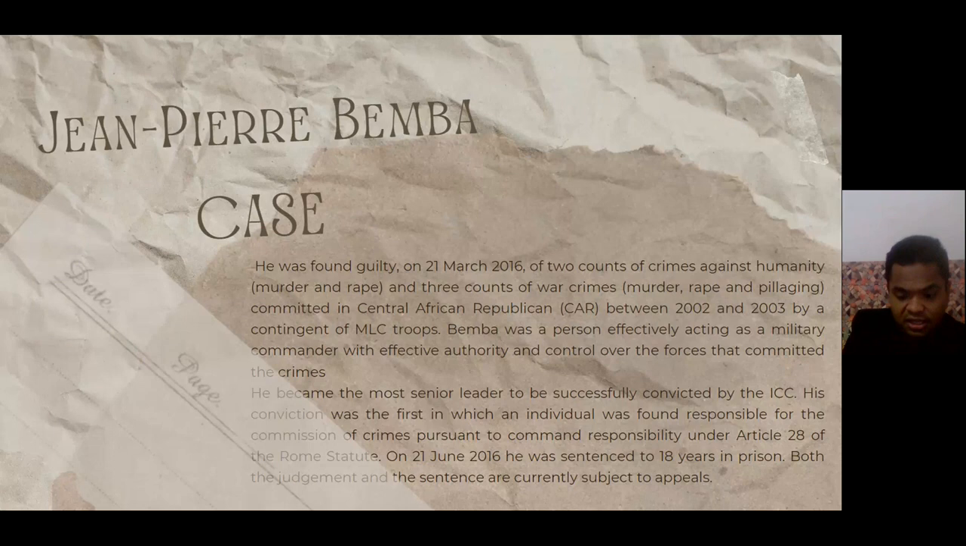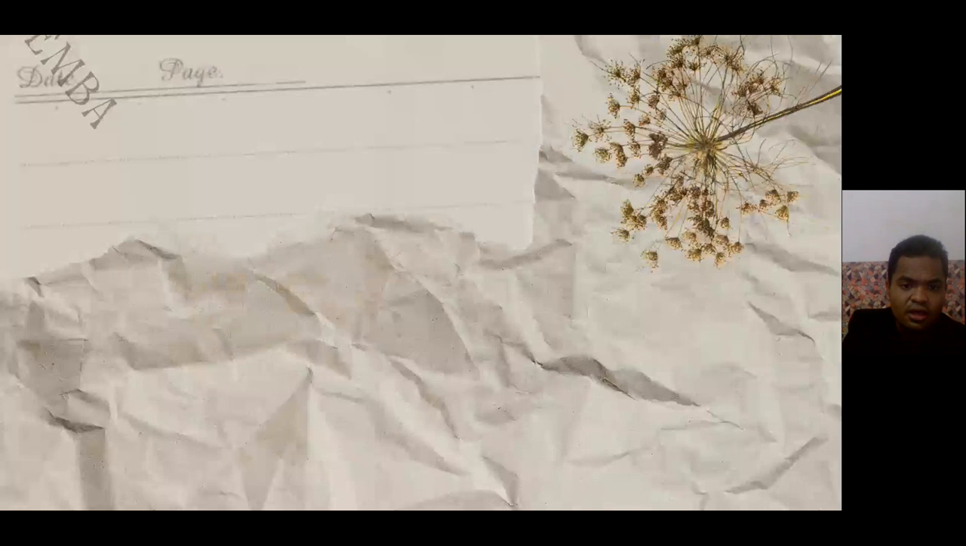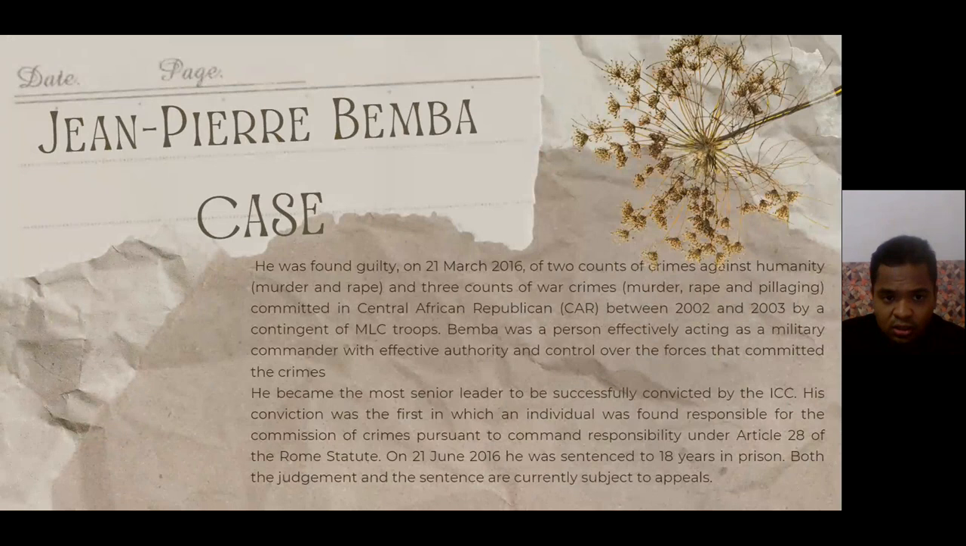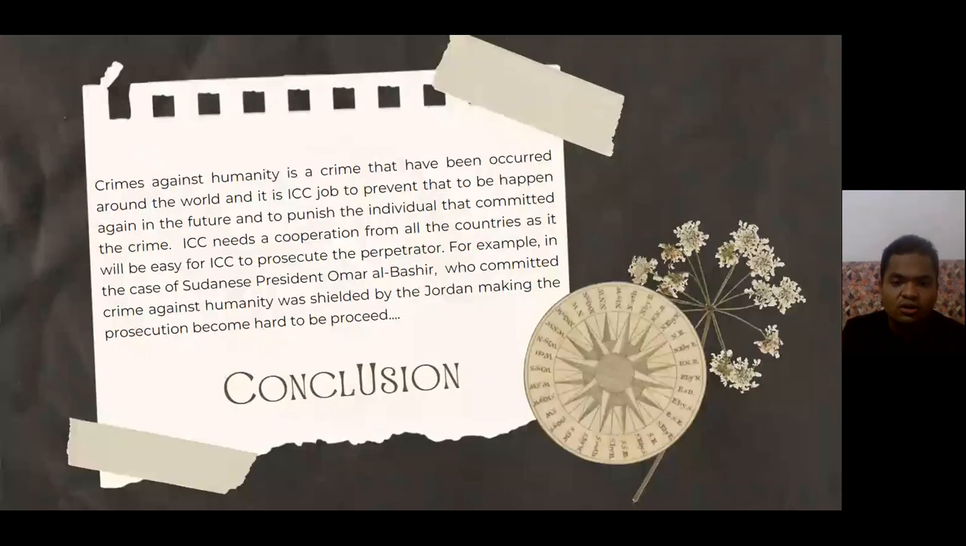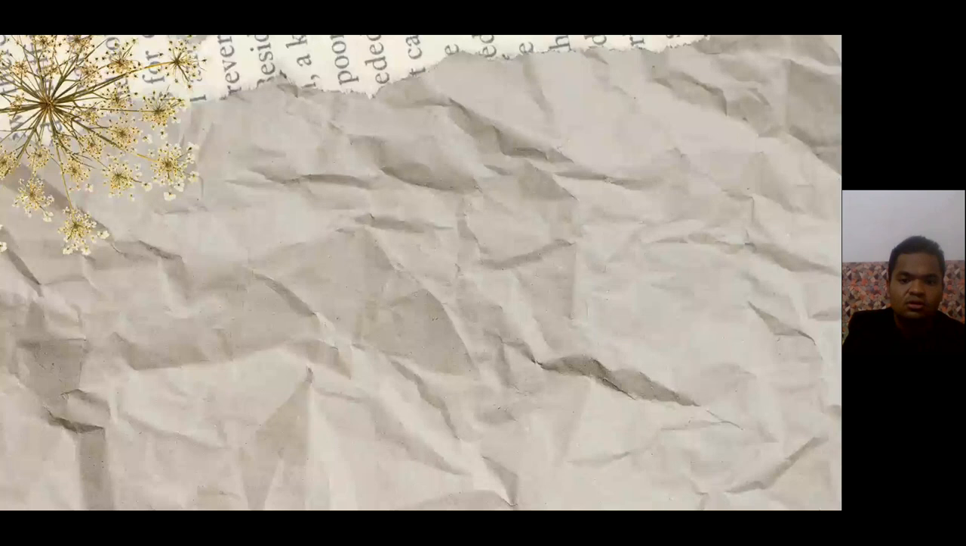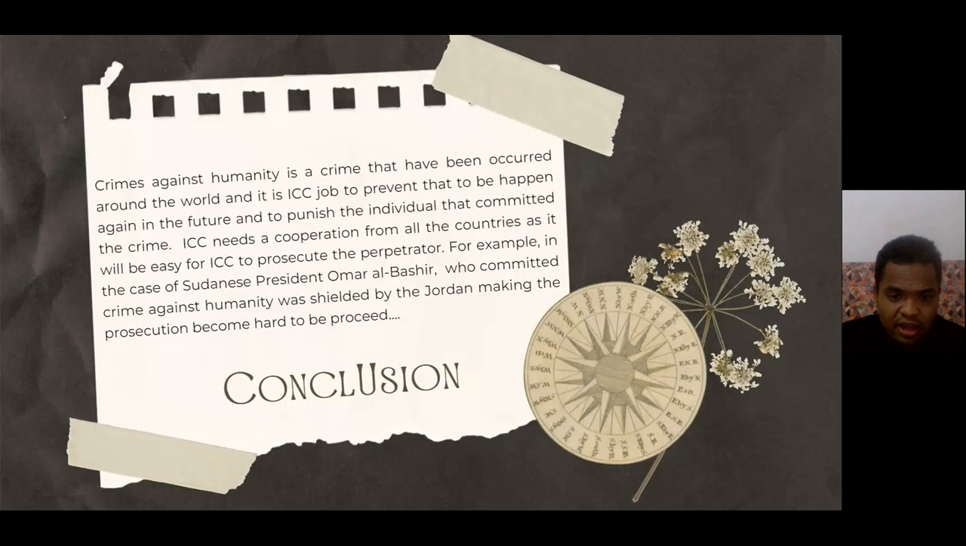Until today, there are so many cases about crimes against humanity, and the ICC is only able to prosecute the individuals or commanders from the states that are members of the Rome Statute. To this day, there are many states that are not members of the Rome Statute, including the United States of America, Israel, Russia, China, making crimes against humanity unable to be stopped by the ICC, and the ICC has no power to prosecute the crime. Okay, that's all for me.